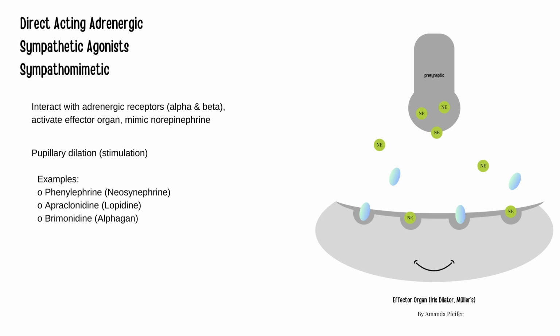In summary, it interacts with the adrenergic receptor, alpha and beta. It activates that effector organ, and it mimics what norepinephrine does, which pupillary-wise, we get a pupil dilation, which is the stimulation for it. And then some examples, the one we commonly use is the phenylephrine or Neo-Synephrine.